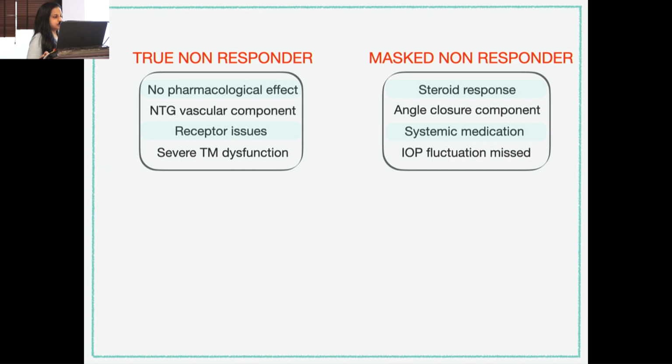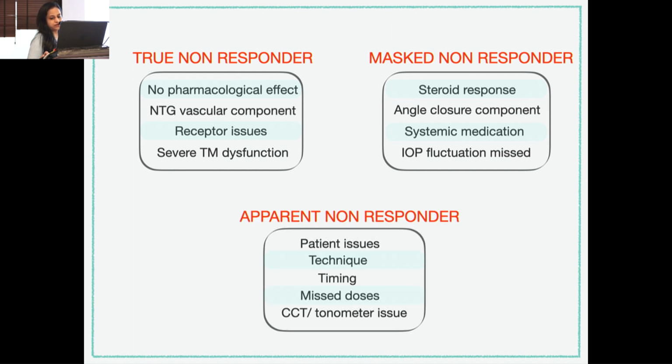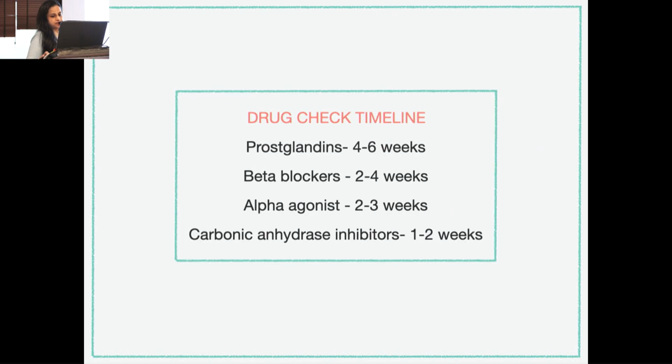And he can be on some other systemic medication like beta blockers if he's using them orally. The topical beta blocker may not affect. And IOP fluctuation is one important thing which we always miss. There can be a diurnal fluctuation which we may not see and that can be a reason for non-response. And apparent non-responder is because of patient issues: technique, timing, missed doses and measurement errors.